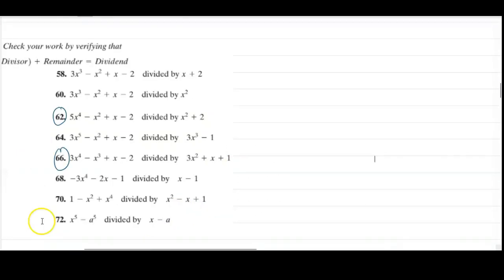Number 62. You have 5x to the power of 4 minus x squared plus x minus 2, and it's divided by x squared plus 2, right? Like the actual division symbol is what we're talking about, right? So here's how you write this out, all right? So number 62, here's how you write it out. You begin by writing down x squared plus 2 on the outside.